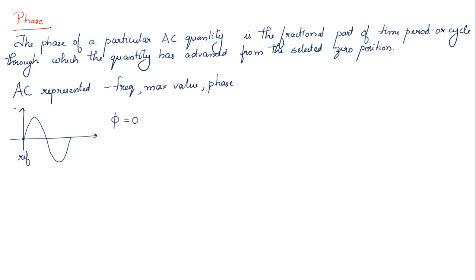So let this be a waveform A, for example, and let this be omega t, the x-axis. Then this sinusoidal waveform A can be represented as Am sine omega t, where Am is the maximum value. The phase of this one is 0. Why? Because it has started directly from the 0 reference axis.